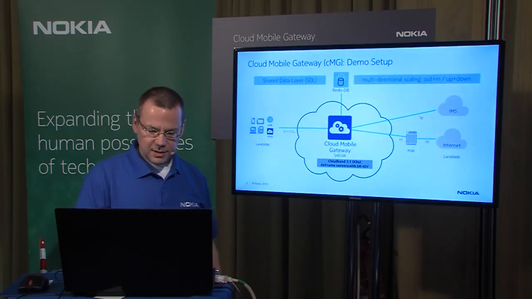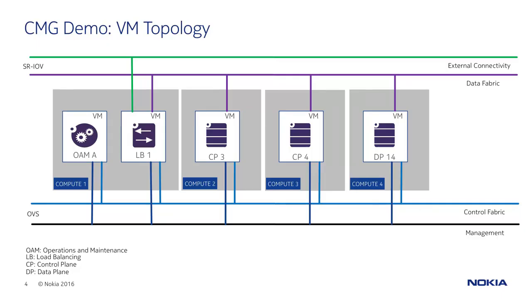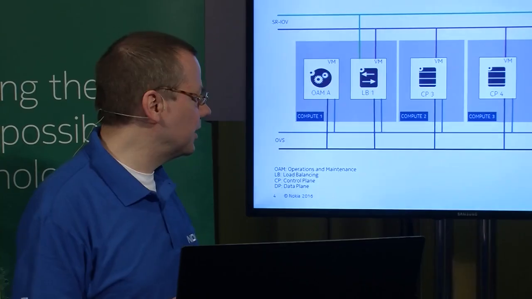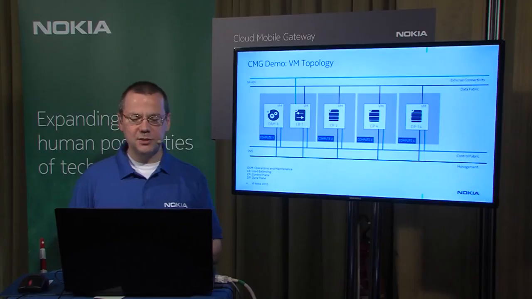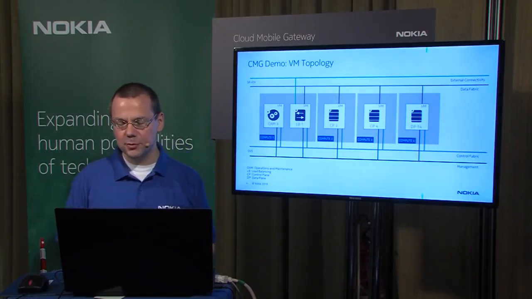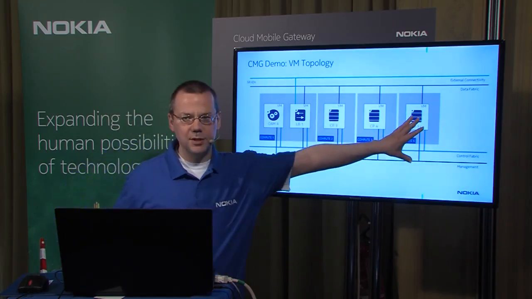So let's go through the details of the Cloud Mobile Gateway. It has 4 types of VMs. We have the OM VM, which is doing the management of all the VMs of the Cloud Mobile Gateway. Then we have the load balancer, who has the external connectivity and is receiving all the signaling and data load from the network and is distributing it over the control plane VM and the data plane VM.